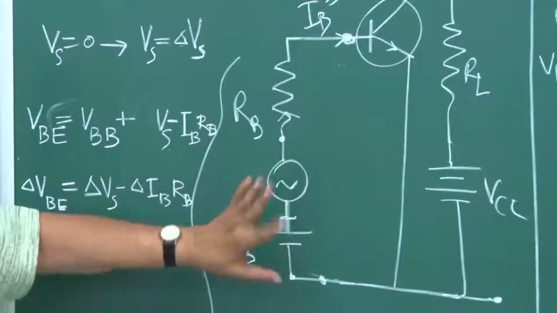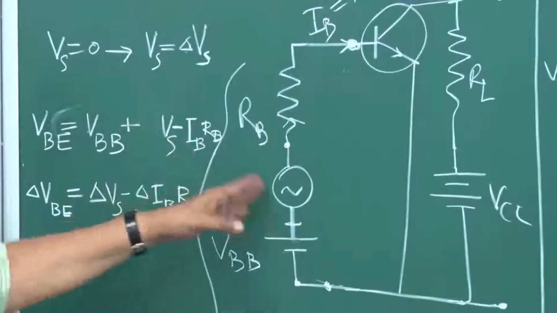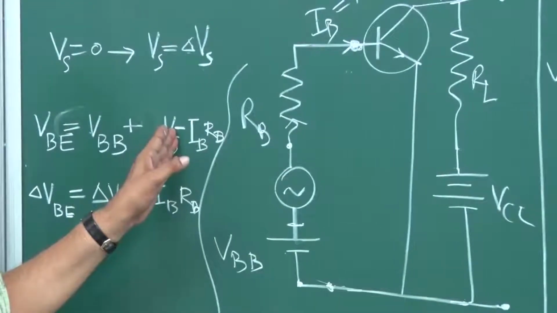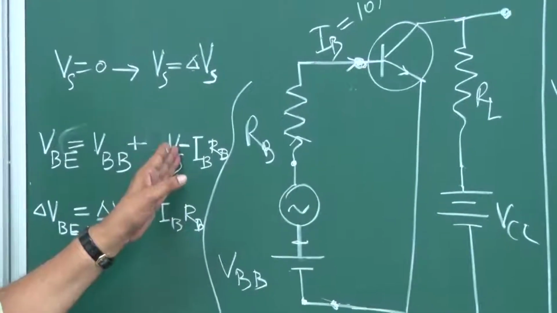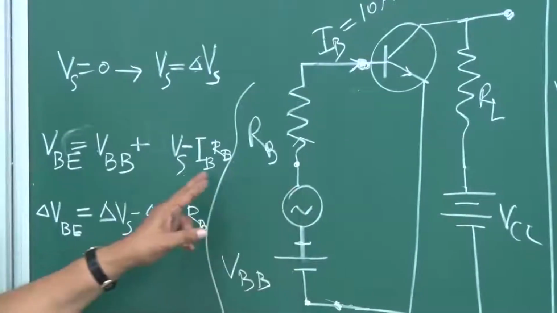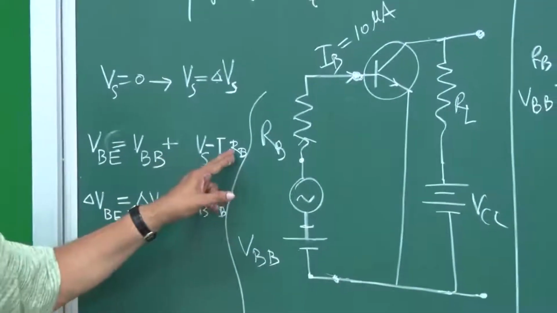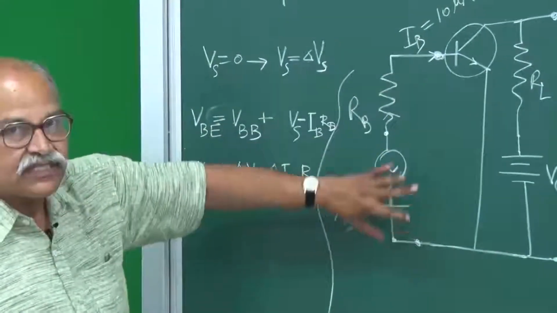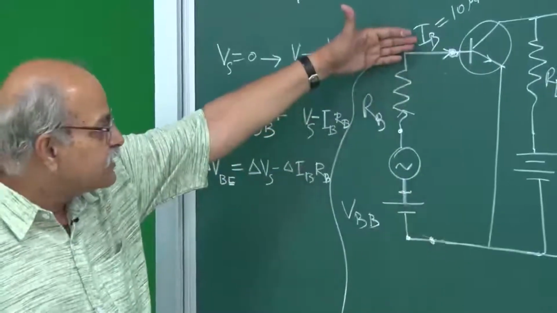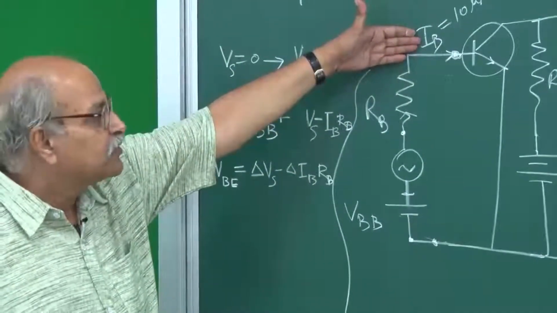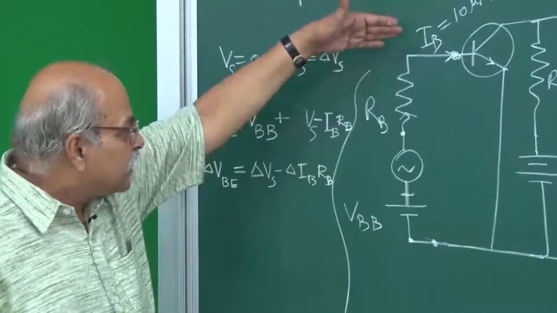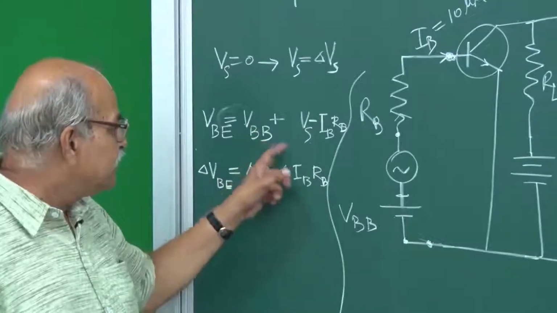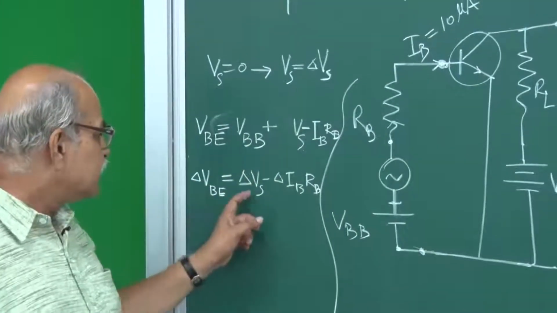At a certain time it has some value, let us say Vs, and then after delta t time it has become Vs plus delta Vs. So this signal has changed. Similarly here, when the signal has changed, the biasing voltage has changed, and if the biasing voltage has changed, this current will change from 10 microampere to something else. So I am writing here delta IB, RB is fixed, VBB is fixed. So delta VBE is this.